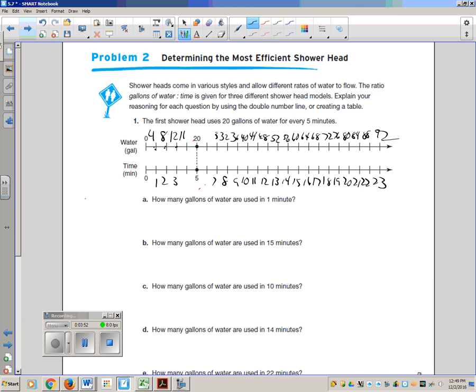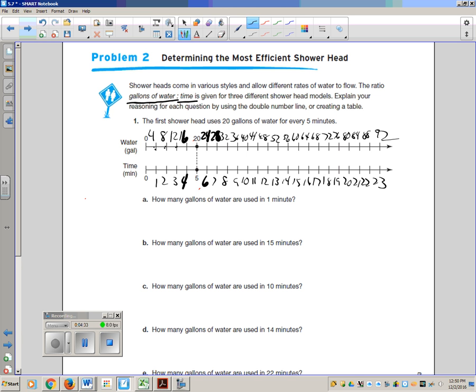Problem number 2. Shower heads come in various styles and allow different rates of water to flow. The ratio of gallons of water to time is given for 3 different shower head models. Explain your reasoning for each question by using the double number line or creating a table. So I've already started writing this out because that would just take a while and be really boring to watch. So pause the video and number your double number line.